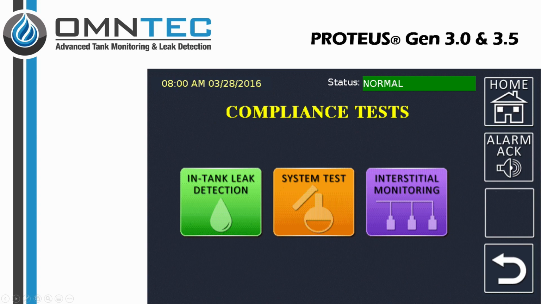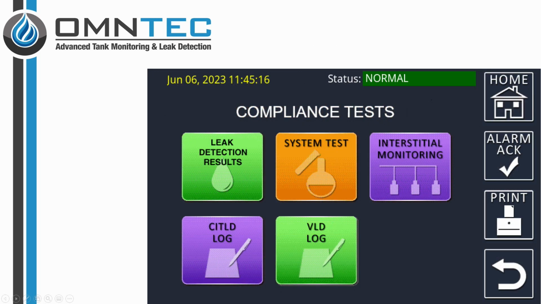The Gen 3.0 and Gen 3.5 controllers' compliance test options are the same. By pressing the in-tank leak detection button, you get options for VLD and CITLD. These buttons bring you to the same options as seen in the reports menu. The Gen 4.0 controller compliance test breaks out the VLD and CITLD options immediately.